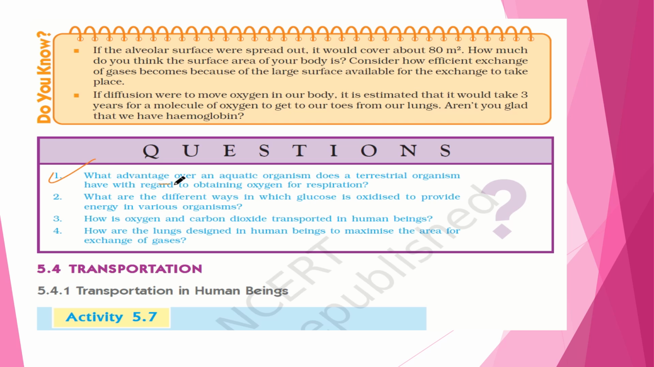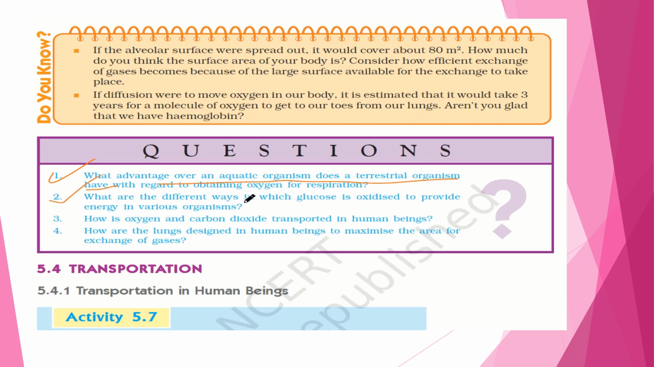So, what advantage over an aquatic organism does a terrestrial organism have? Just now I have discussed it very clearly with the first experiment we started, that fishes are in an aquarium and we terrestrial animals, how we breathe, how our rate of breathing varies from the aquatic being. So what advantage over an aquatic organism does a terrestrial organism have with regard to obtaining oxygen for respiration? Is it clear? You just need to write it on your own.